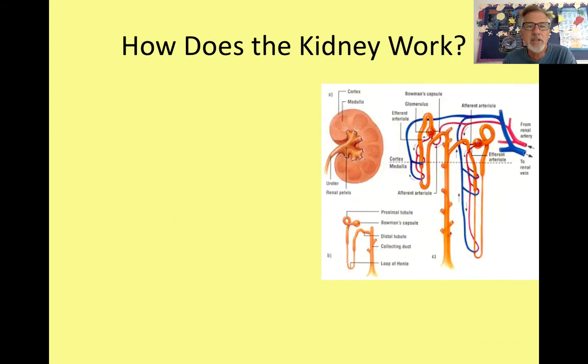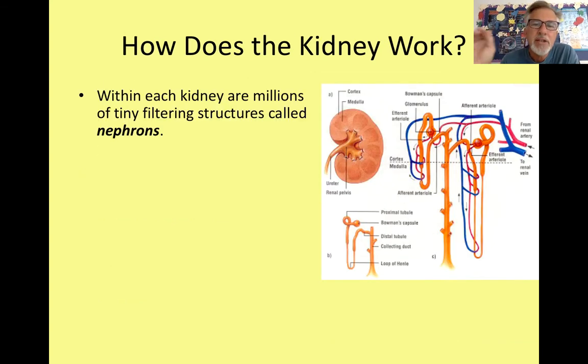So how exactly does the kidney work? Within each kidney are millions of teeny filtering structures called nephrons. And here you can see a single nephron. And notice the anatomy of the kidney, with the outer section being called the cortex, the middle section being called the medulla, and the most central section being called the pelvis. And from the pelvis, we can see the ureter flowing out. So the nephron exists partly in the medulla and partly in the cortex.